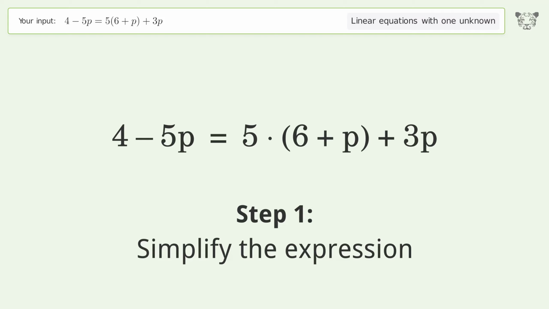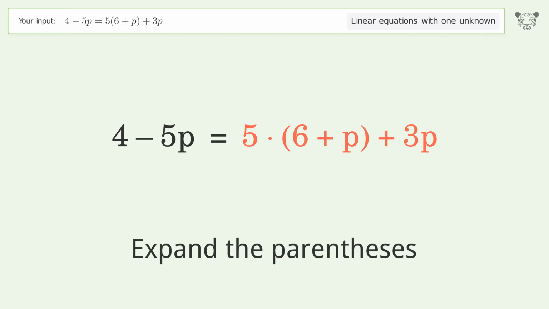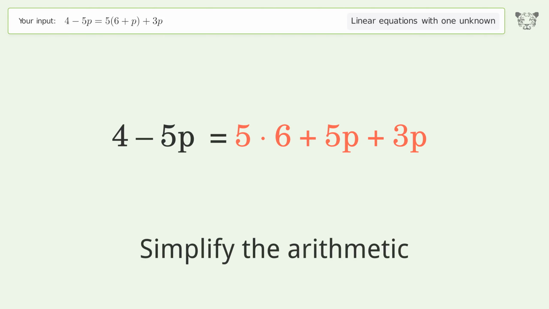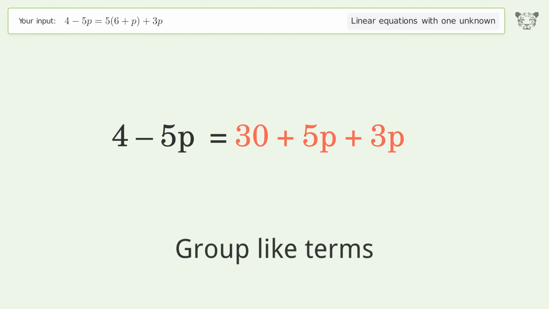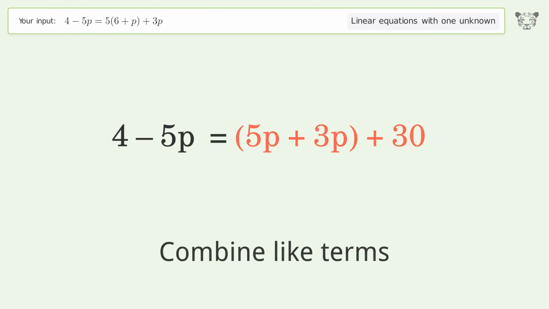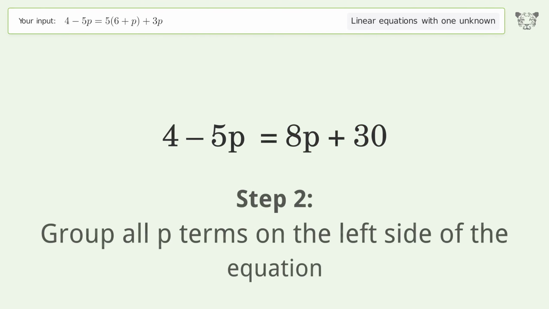Simplify the expression. Expand the parentheses. Simplify the arithmetic. Group like terms. Combine like terms. Group all p terms on the left side of the equation.